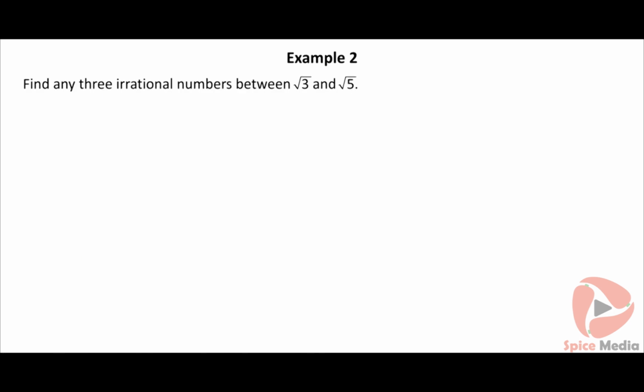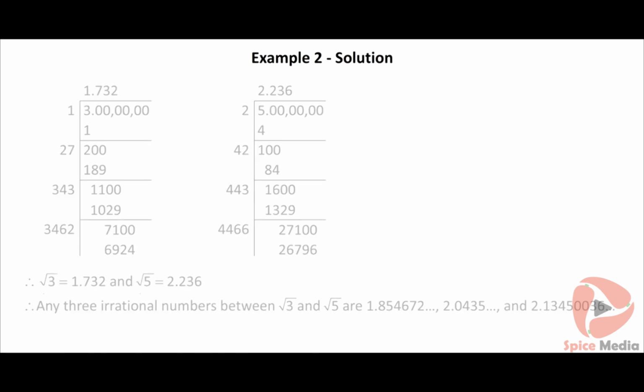Example 2. Find any three irrational numbers between root 3 and root 5. Click on the solution button to view the solution.